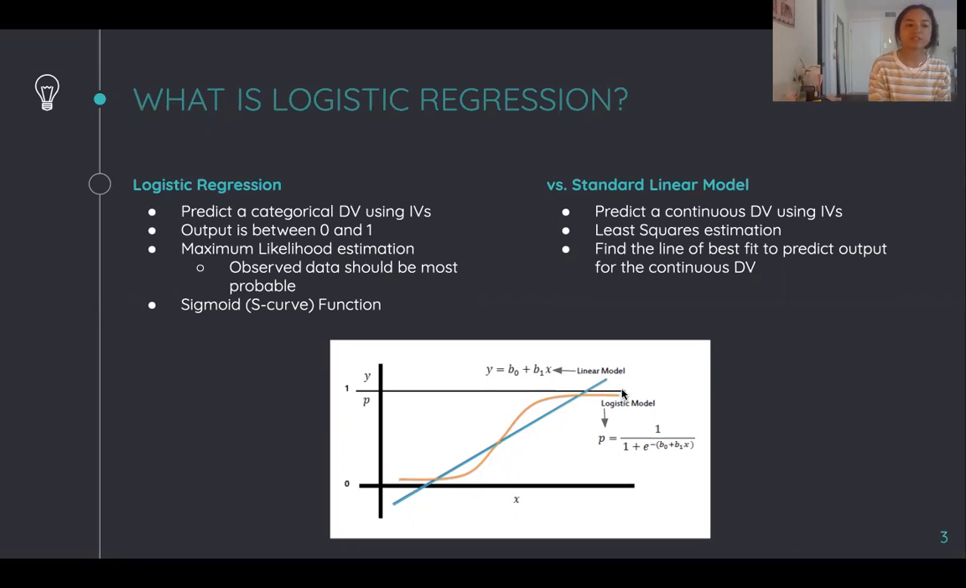Additionally, a logistic regression uses maximum likelihood estimation to predict the outcome, with the idea that the observed data would be the most probable data. And in a standard linear model, we would be using a least squares estimation to estimate parameters and minimize residuals. When you're looking at the assumptions, they're pretty similar too. In both cases, you'd want low multicollinearity and outliers, but specific to the logistic regression, the y variable does not need to be normally distributed as it does in a linear regression, as it's only two values, 0 or 1.